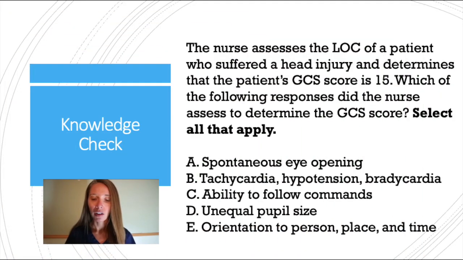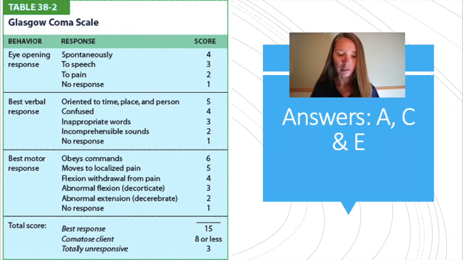So a question before we move into our next section, which is spinal cord injury. The nurse assesses the level of consciousness of a patient who suffered a head injury and determines that the patient's GCS score is 15. Which of the following responses did the nurse assess to determine the GCS score? If you're familiar with the GCS scale, you know that the three elements that we are assessing are our eye-opening response, our best verbal response, and our best motor response. So if you chose A, C, and E, you are correct.